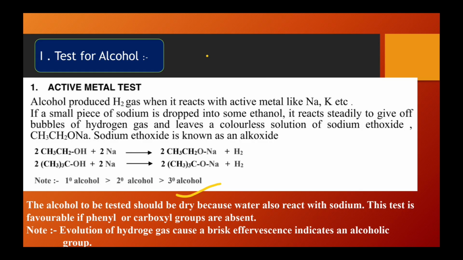In this test, the evolution of hydrogen gas causes a brisk effervescence. It indicates an alcoholic group. So in this test, brisk effervescence of hydrogen gas is released, which identifies that an alcoholic group is present in the organic compound. So this is the active metal test.